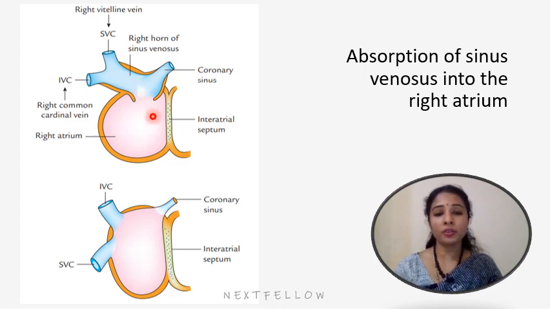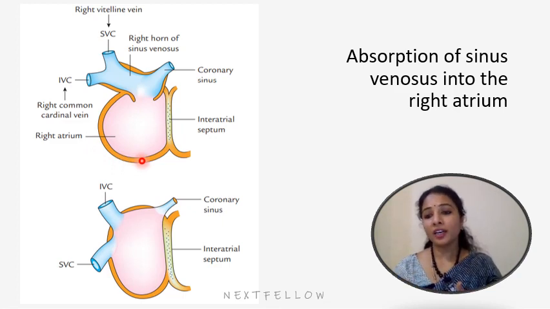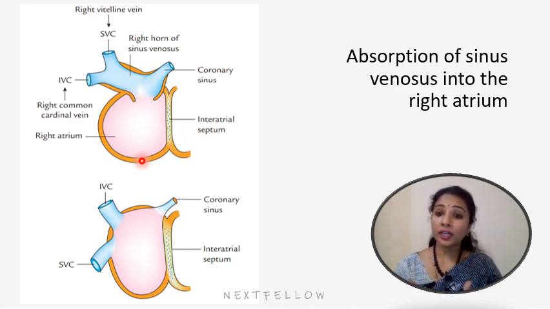They start opening into the right atrium, and with the absorption of sinus venosus into the right atrium, the right and left venous valves separate from each other. The right one gets widened, and the right venous valve grows enormously to form the crista terminalis, which separates the anterior rough part of the adult atrium and the posterior smooth part. The anterior rough part is from the primitive atrium, that is from this pink color, and the posterior smooth part is from the sinus venosus, that is from this blue color.